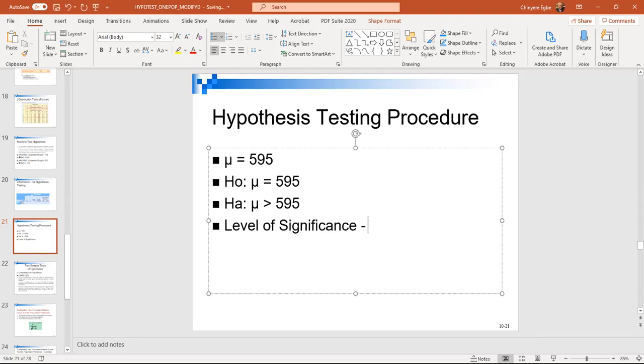All right. So now our level of significance, we choose level of significance equal to 0.01. So I'm just using that arbitrarily, okay? And this implies that Z star equals 2.33. Now, we already learned how to look for Z star. So let's not spend time on that.